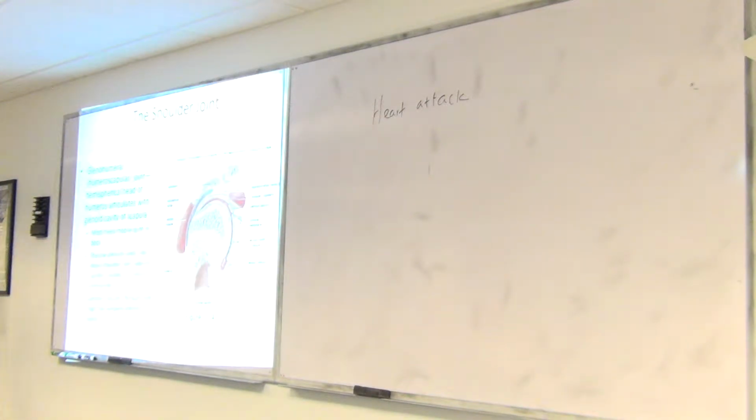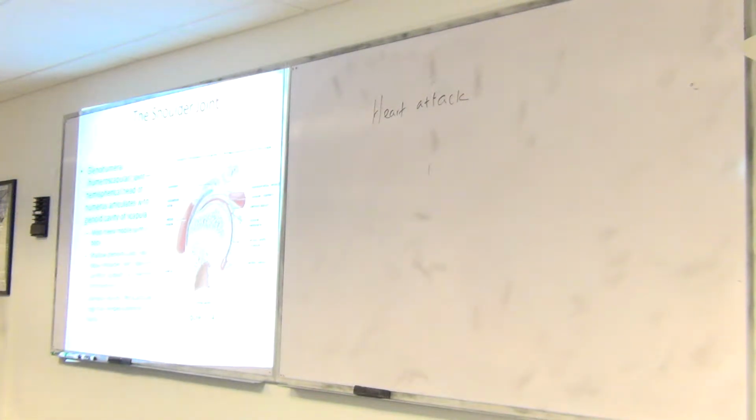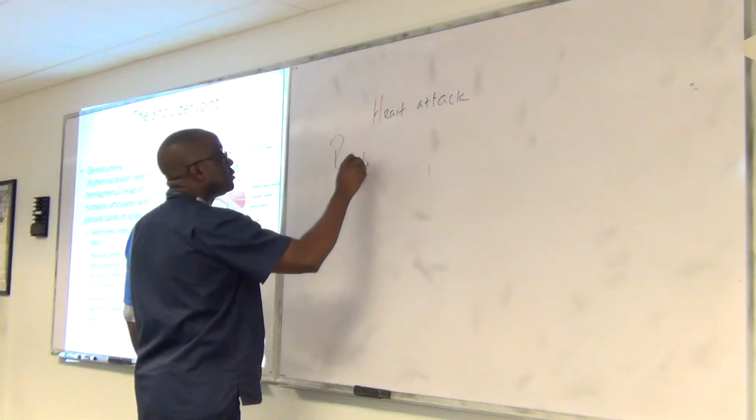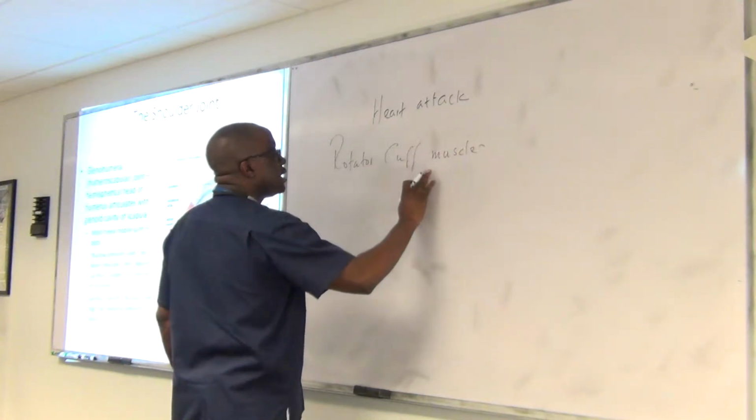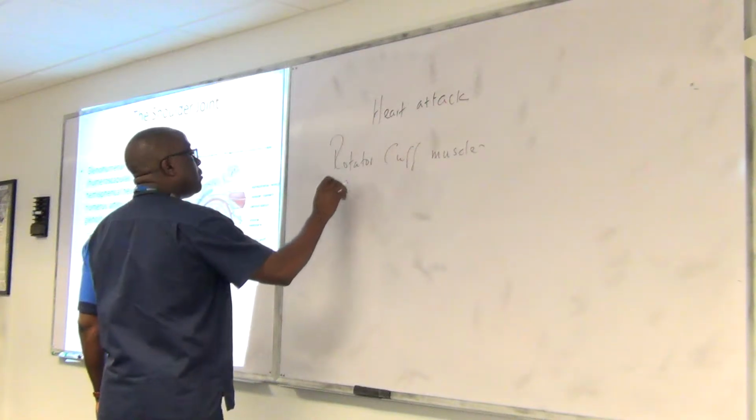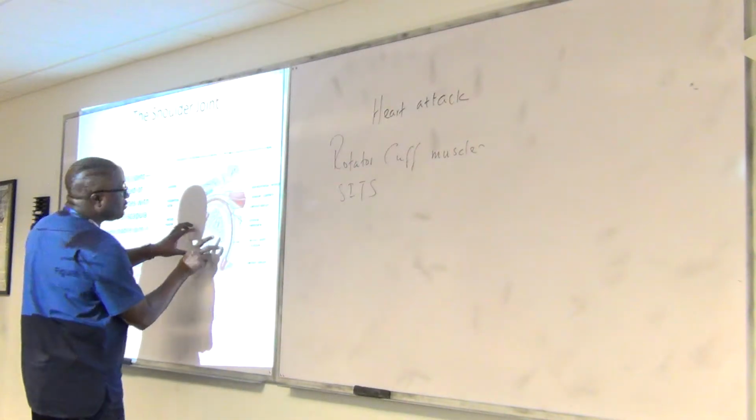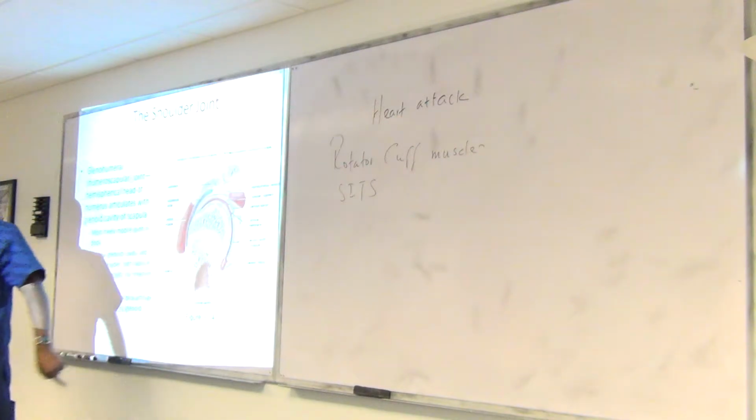All right, the shoulder joint. We already said it's a delicate joint. Now, the thing about it is, the shoulder joint has a whole lot of support. There are what we call rotator cuff muscles. There are four muscles which help in making sure the head of the humerus is fairly tightly held in the glenoid cavity of the scapula.